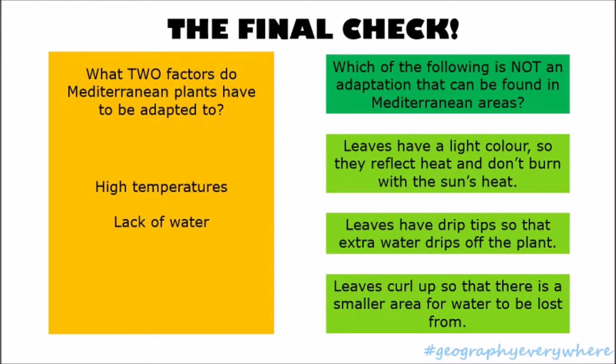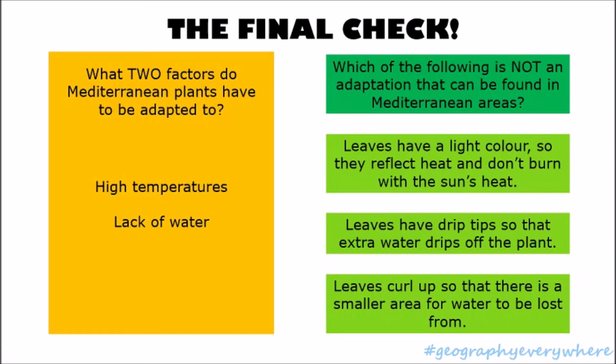So the first one is leaves have a light color, so they reflect heat and don't burn with the sun's heat. This adaptation can be found in Mediterranean areas. An example of this is the olive tree. Second adaptation is leaves have drip tips, so that extra water drips off the plant.